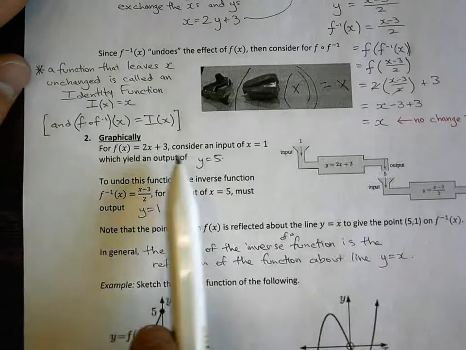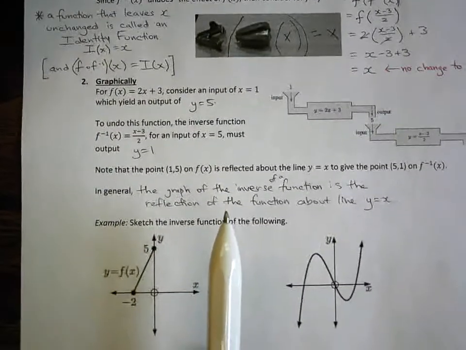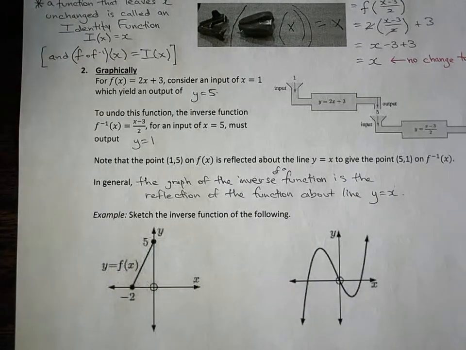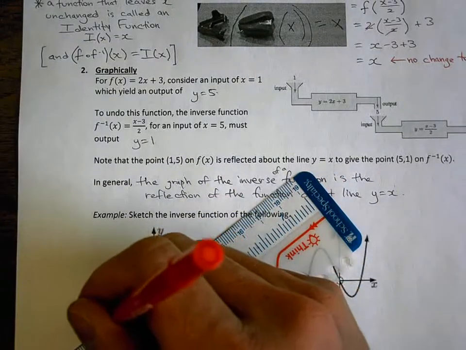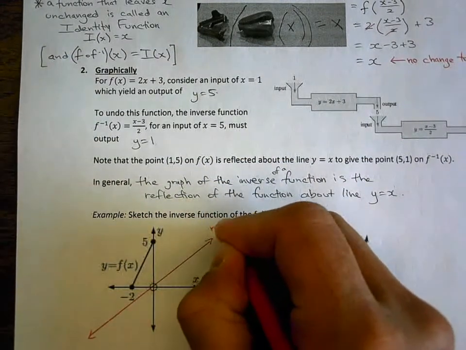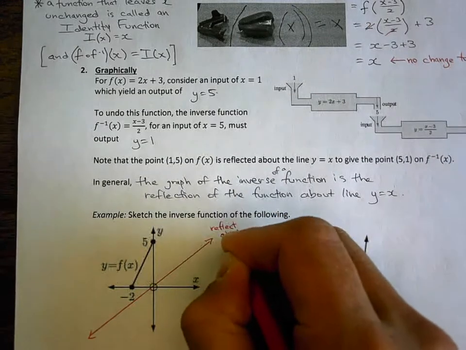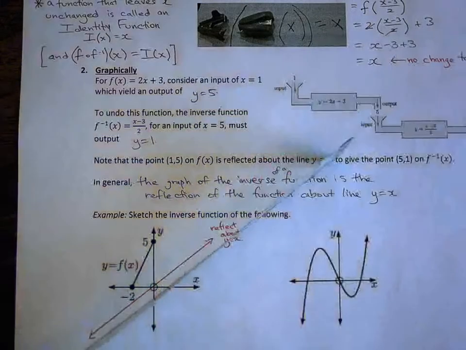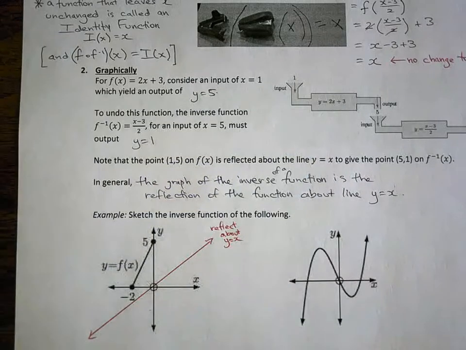So if I want to easily graph an inverse, I can do that in one of two ways. I can draw a line y equals x, and I can just reflect, imagine this is a mirror, and I can draw my mirror reflection over here.